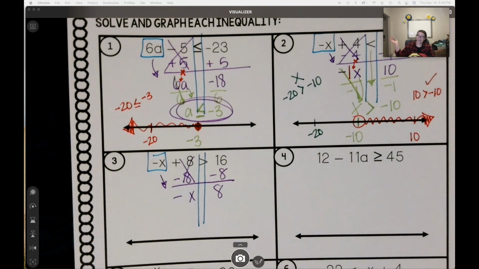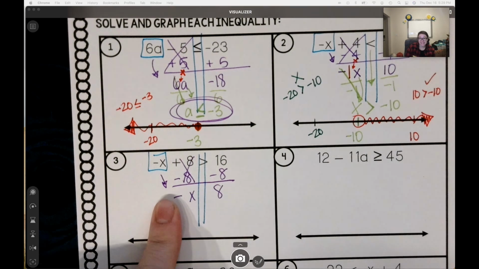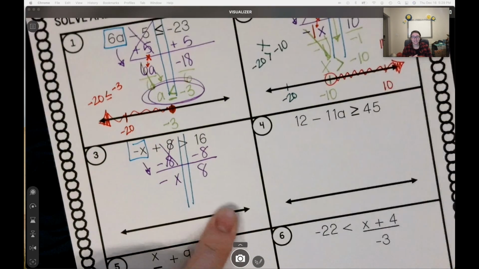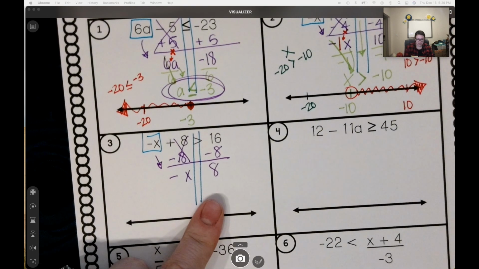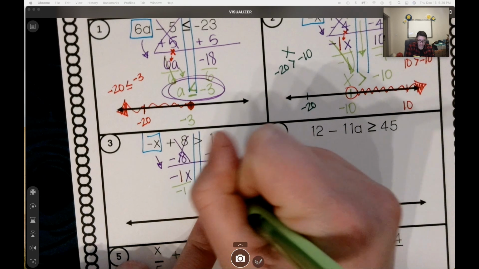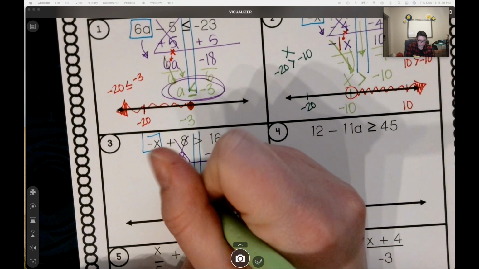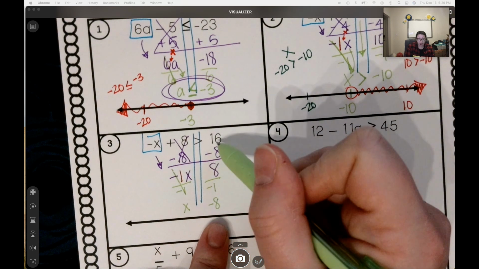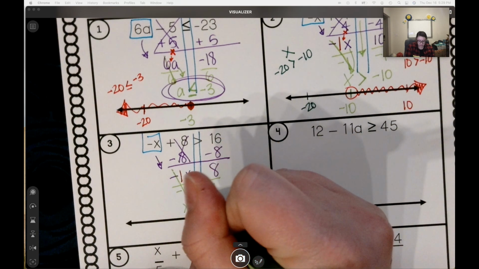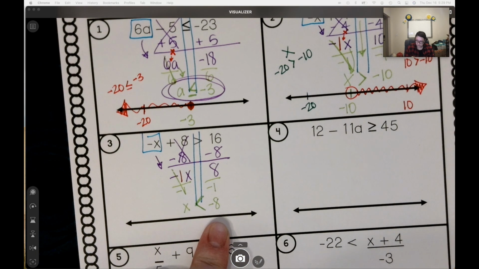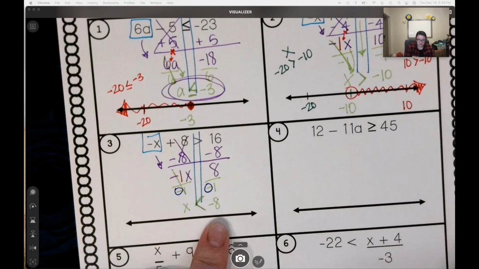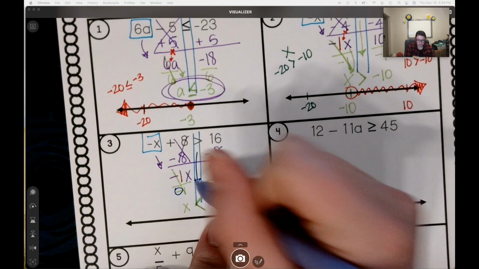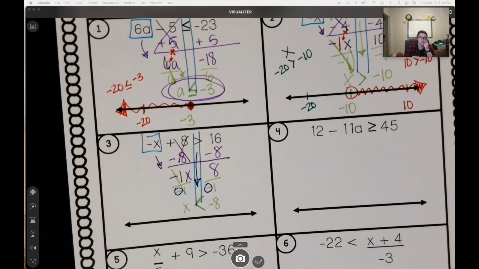All right, so now you need to subtract 8 on both sides. So we end up with negative x on one side and positive 8 on the other. Like we talked about, there's that invisible 1 there. So we need to divide both sides by that invisible negative 1. Those cancel. I get x. I get negative 8. And my sign flips. Why does my sign flip? Because of the negatives that I'm dividing on both sides, that's what causes the flip. So I get x is less than negative 8.